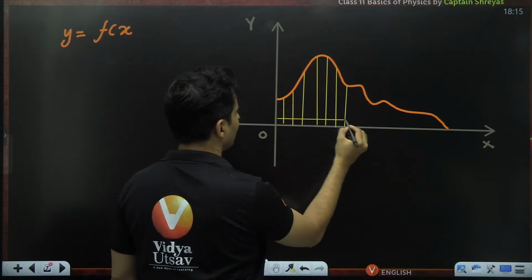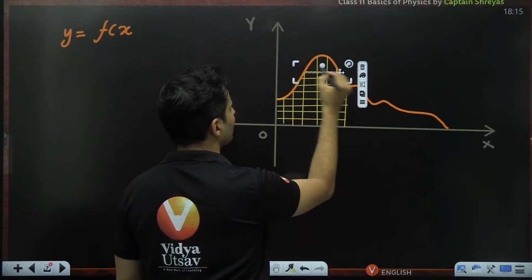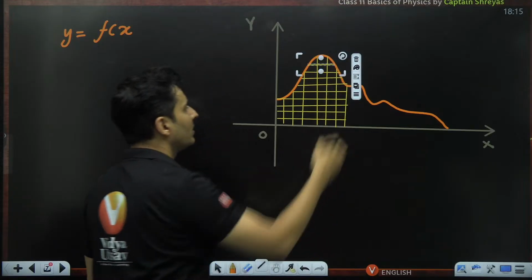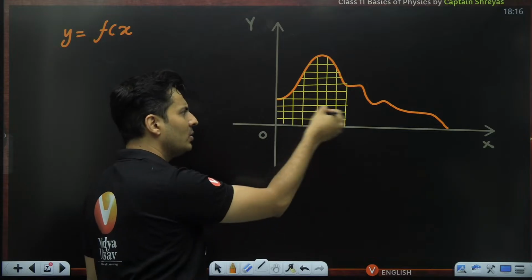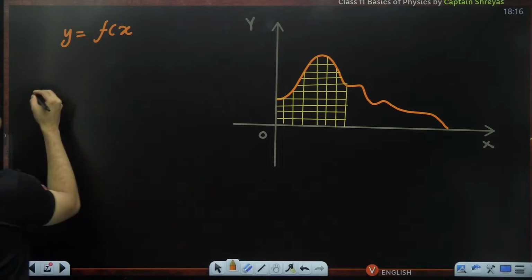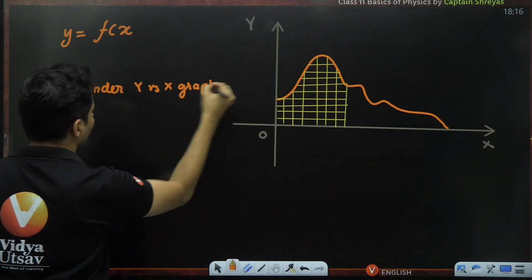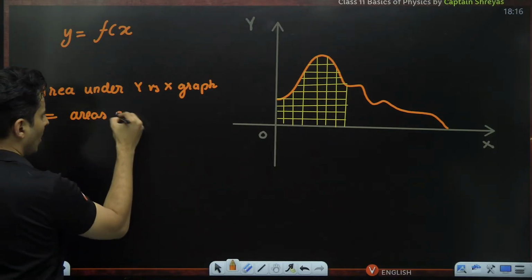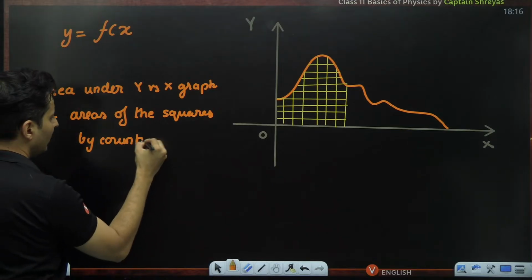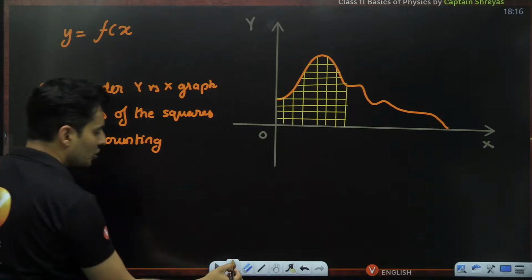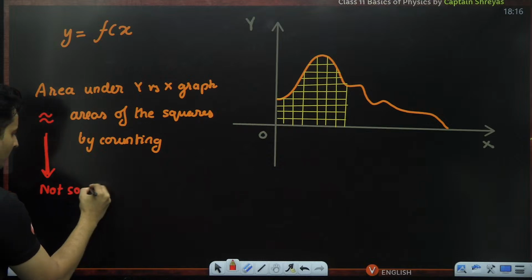And then here also I will start drawing the horizontal lines. You might have studied this at school level. You count the number of full squares, half squares, and so on, and then you try to figure out how much is the area under that graph. If you plot this on a chart paper or graph paper, you can measure it. So I can find the area under the y versus x graph by counting the squares. But this will not be exact. I should definitely be careful. It will be an approximate value, because it is not so accurate.